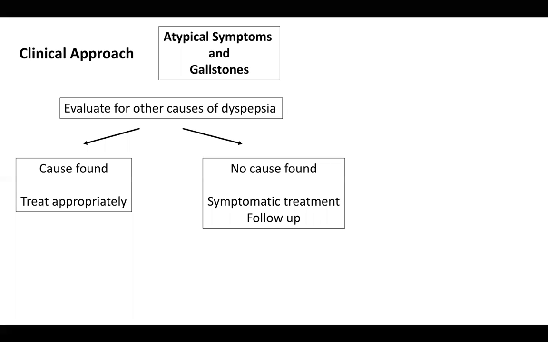If a patient has atypical symptoms, look for other causes of dyspepsia. If found, treat appropriately. If not found, treat the patient symptomatically. If symptoms persist, these patients can be operated on with a cholecystectomy. For example, the patient has belching, bloating. Clinically, you might suspect either a peptic ulcer, erosions, or reflux disease. Do an endoscopy. If endoscopy shows something, treat it. If endoscopy is normal, treat the patient symptomatically for dyspepsia or reflux disease. With appropriate treatment, if the patient is still symptomatic, do the cholecystectomy.